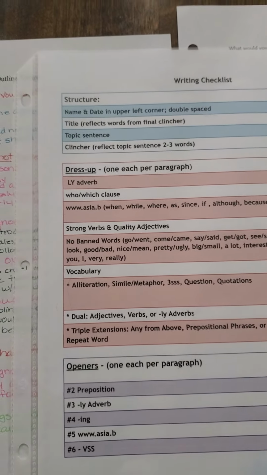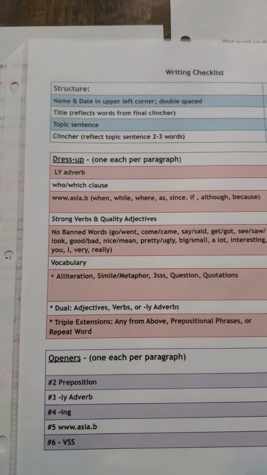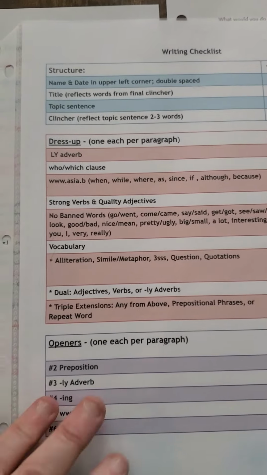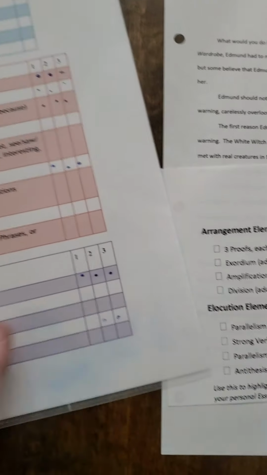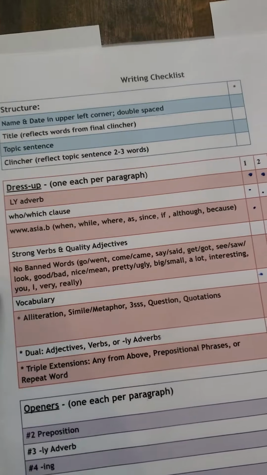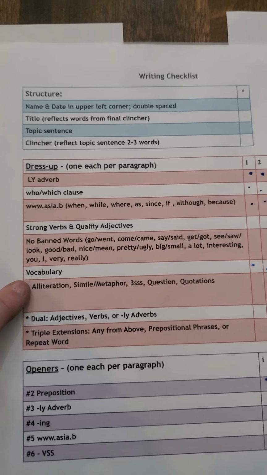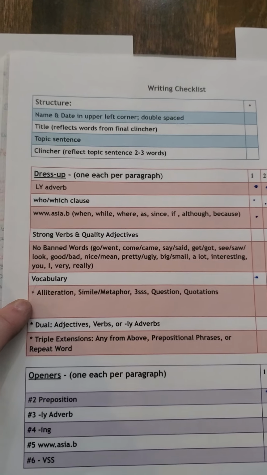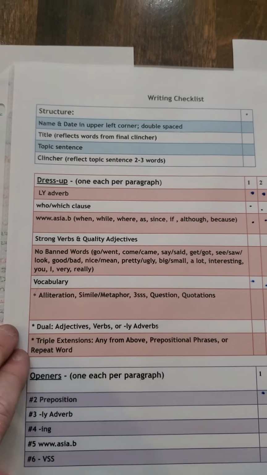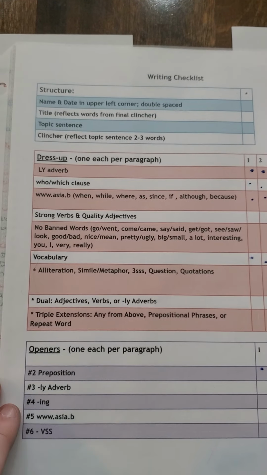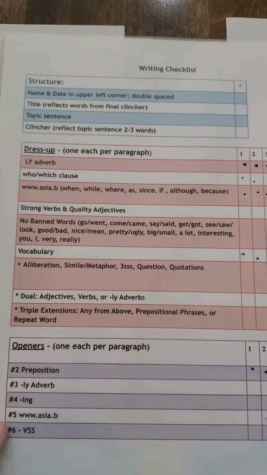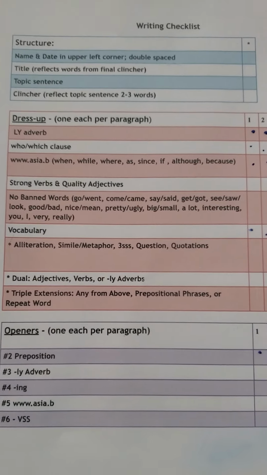When we get to essay 6, we're going to be adding in similes. That's going to be the next elocution element that we add in. But right now, you know how to add in alliteration and similes, and put a question in there. Can you add in dual adjectives and verbs? Are your sentences exciting? Do you have different openers?